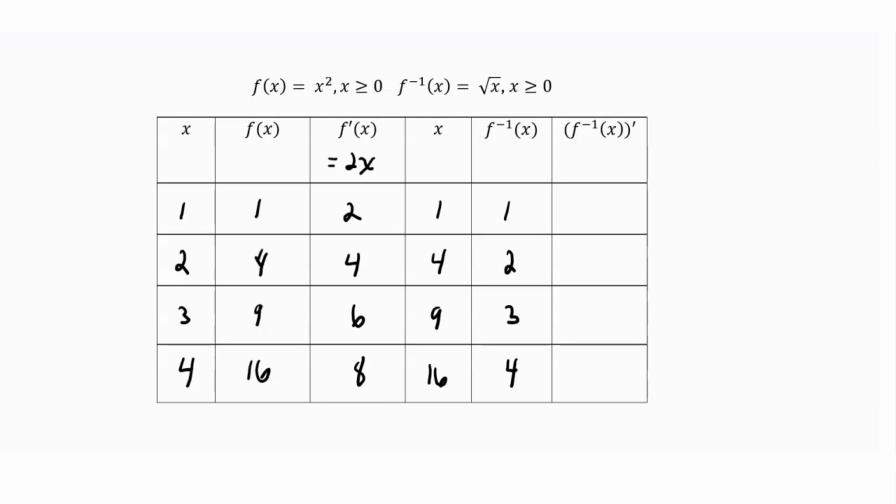Now what's the derivative of root x? That would be 1 over 2 root x. Now let's plug in the x values to see what the derivative's value is at those points. We would get 1/2, 1/4, 1/6, and 1/8. What we're doing is looking at the relationship between f prime and the derivative of f inverse x. Take a look at the table there. Let's try this with another function next.